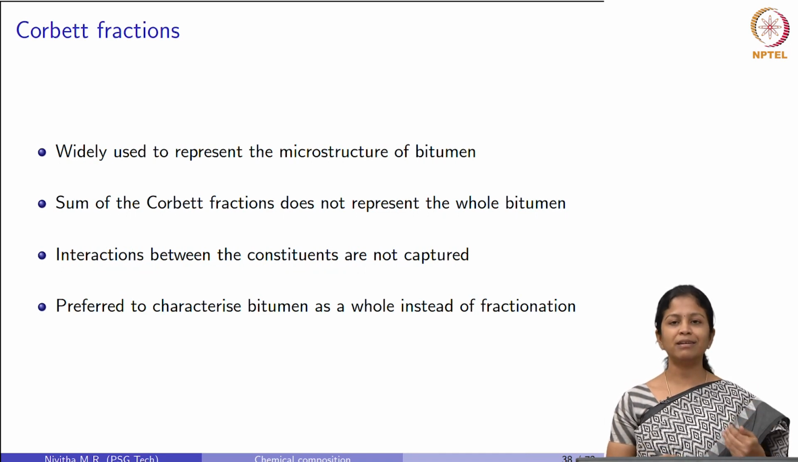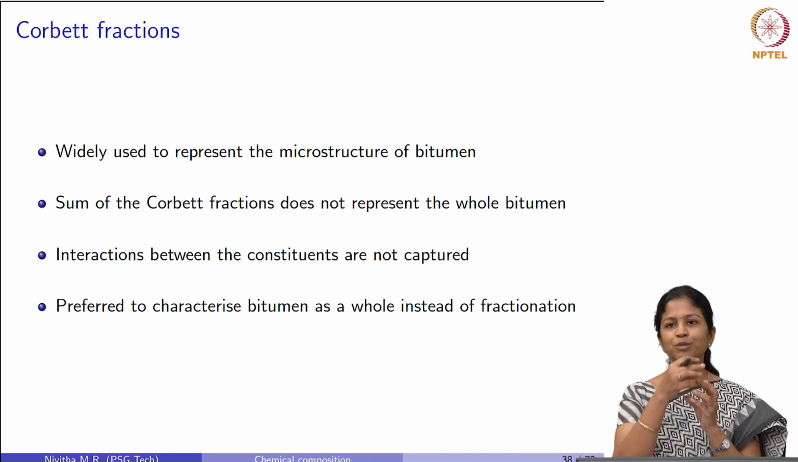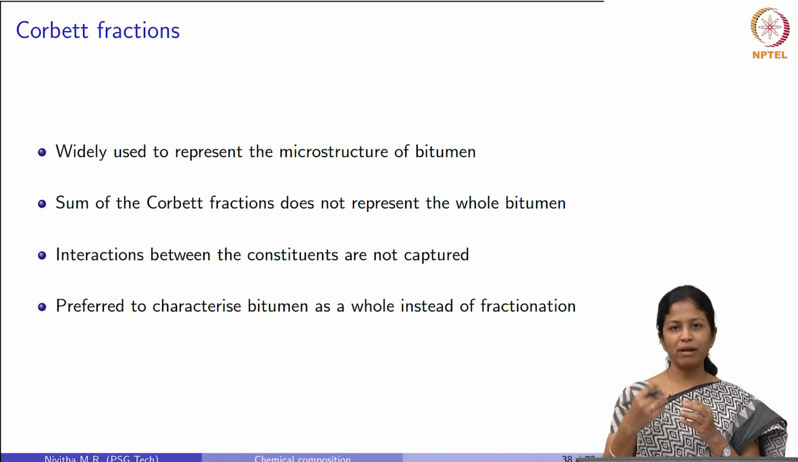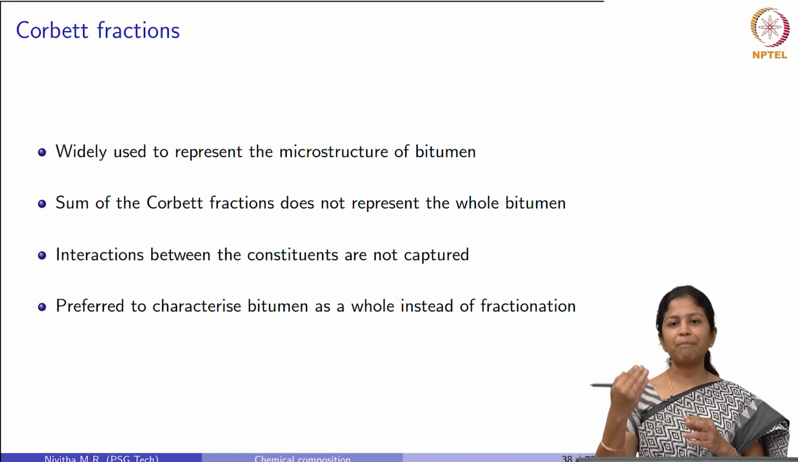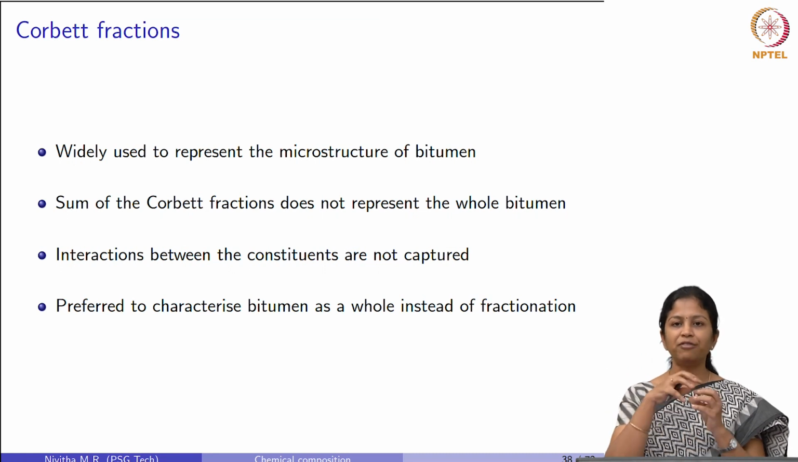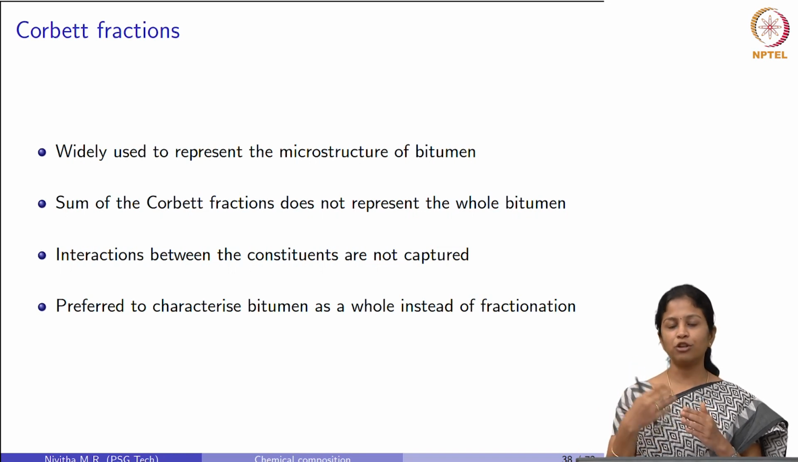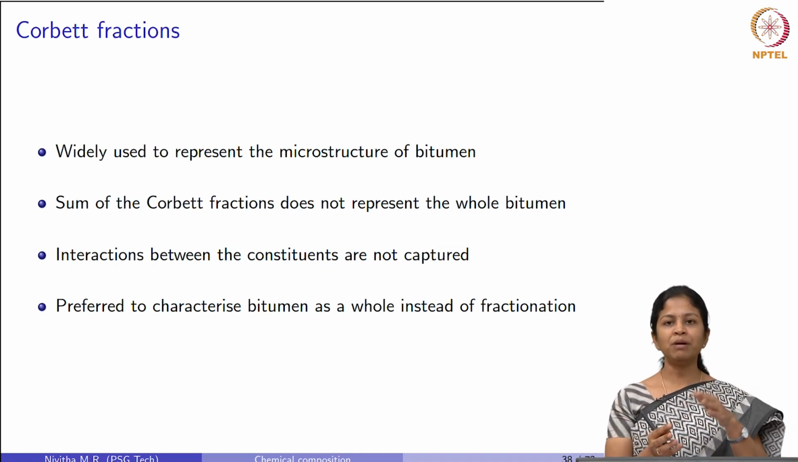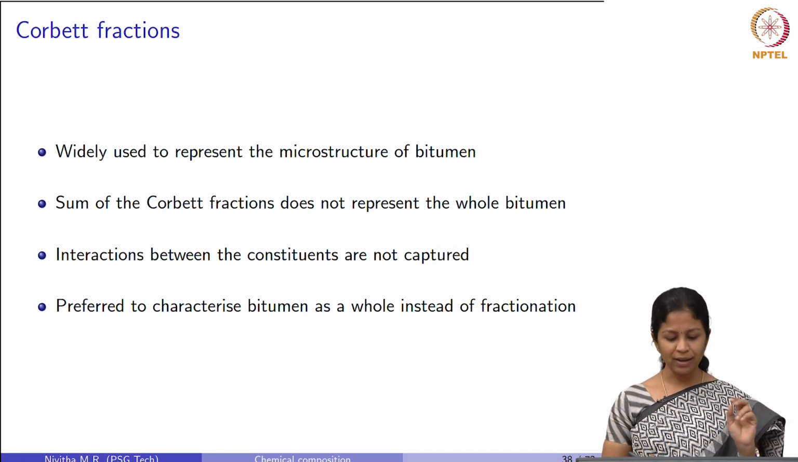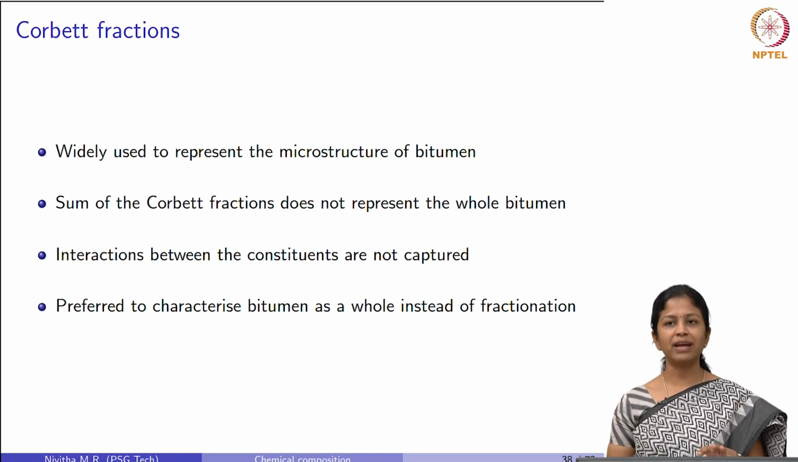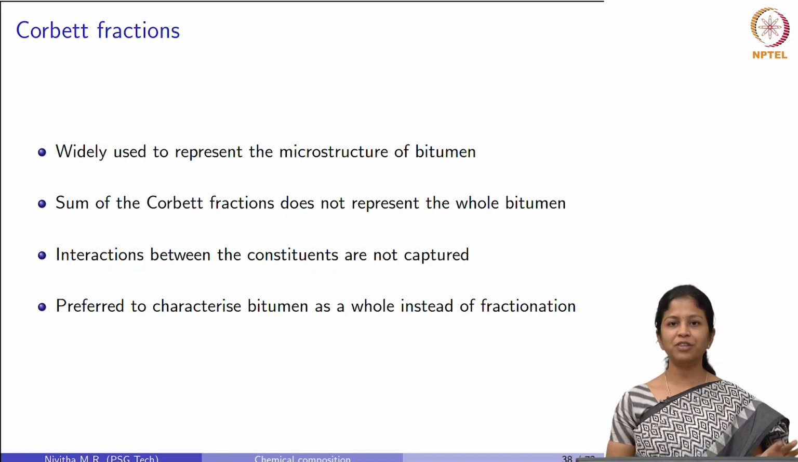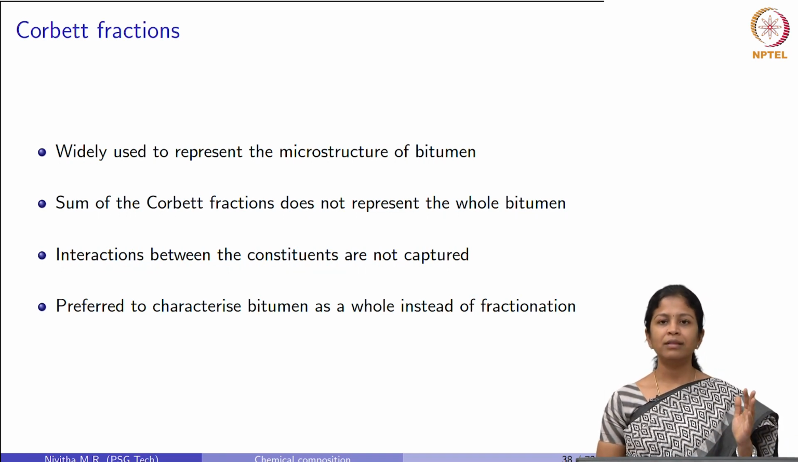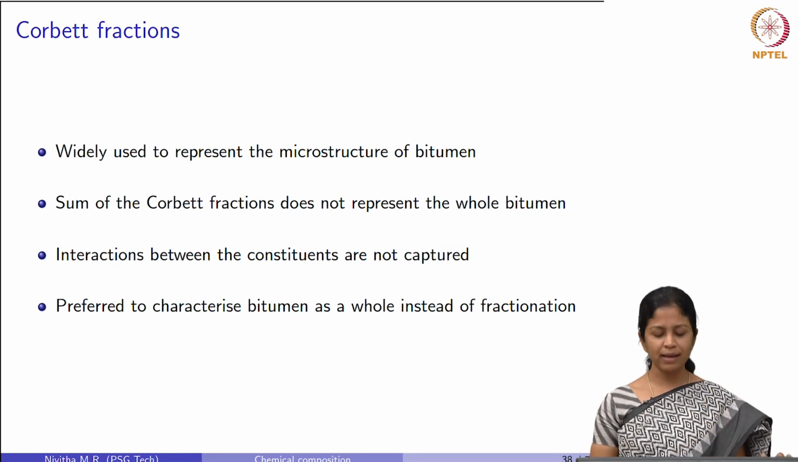So, then people started saying that the interactions between these 4 fractions are also important and they are lost when we separate them into fractions. The affinity of one fraction to another and the interactions which arise due to them is lost when the fractionation is done. That is the reason why we are not able to see a whole response when we sum up the response of the individual fractions. So, that is something we need to keep in mind. But again, irrespective of this factor, people still prefer this fractionation procedure to represent the chemical composition.